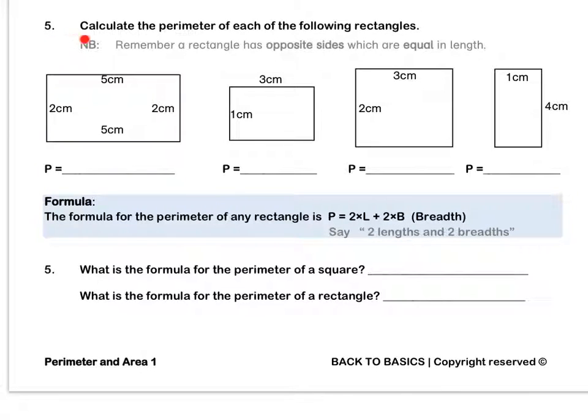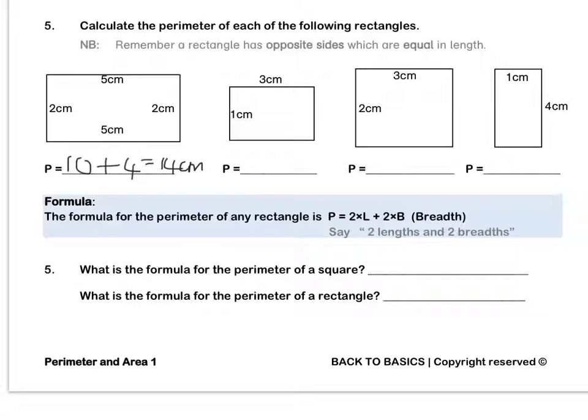Question 5. Calculate the perimeter of each of the following rectangles. Remember, a rectangle has opposite sides which are equal in length. So, for the perimeter of this rectangle, we have 5 centimeters, which gives us 10 centimeters, plus our 2 breadths. We have 2 plus 2, or 2 times 2, which is 4, to give us an answer of 14 centimeters.